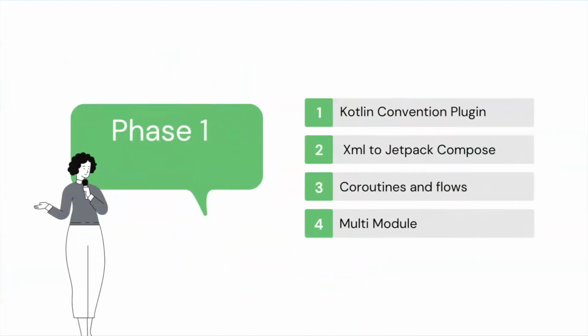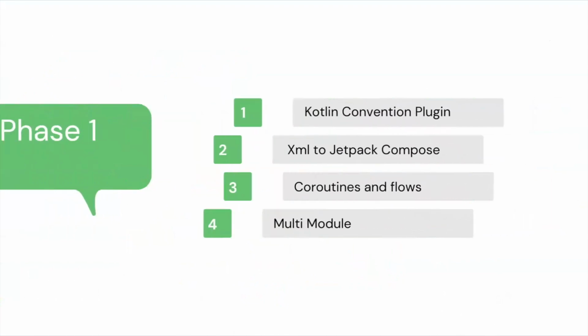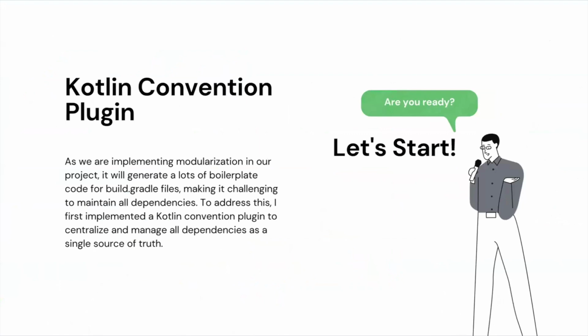So moving to phase one. These are all the things which I did from the start. The first thing is the Kotlin convention plugin. The main target for this year is to migrate the Android client to support Kotlin Multiplatform and also rewrite this Fineract SDK. As we know, we are migrating to Compose Multiplatform.